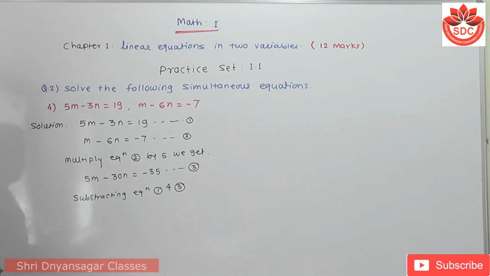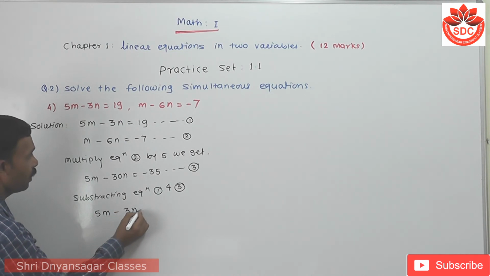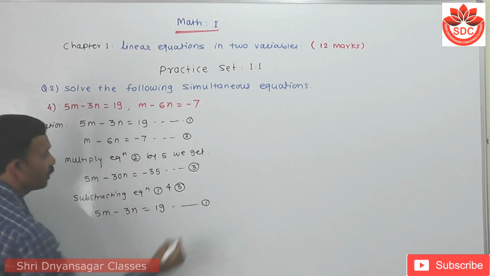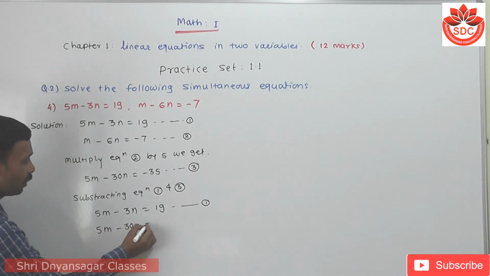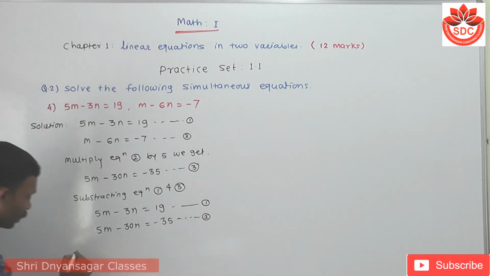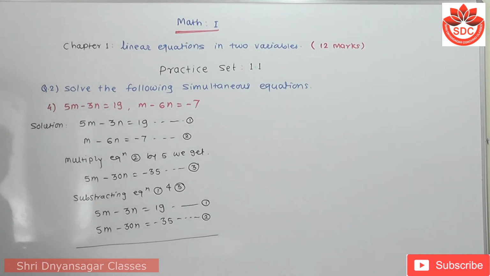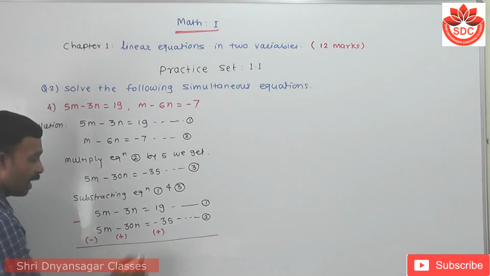Okay, you can write either statement. I take directly as it is, 5m minus 3n is equal to 19. This is equation number first. And the third one is 5m minus 30n is equal to minus 35, equation number third. Student, when we subtract these equations, the signs of the second equation change. Plus converts to minus, and this minus converts to plus.